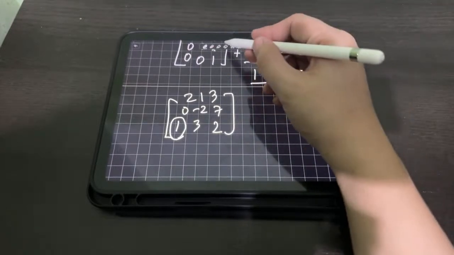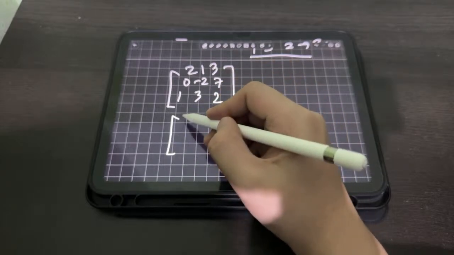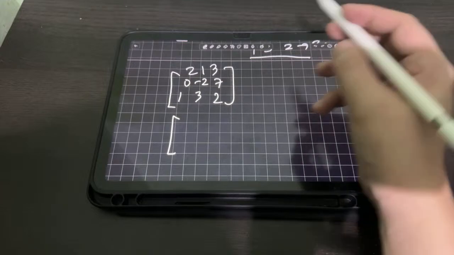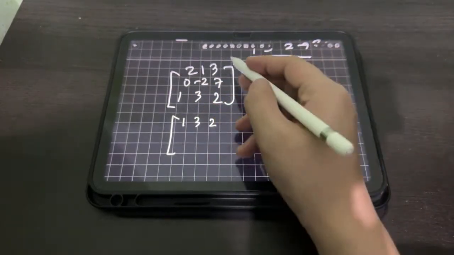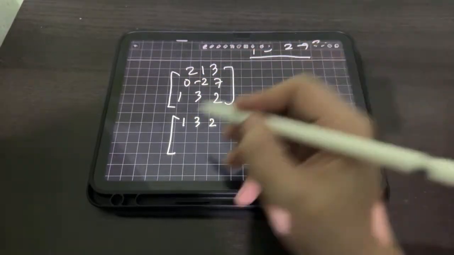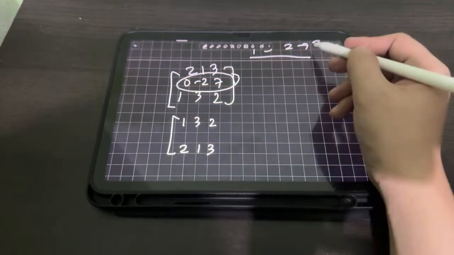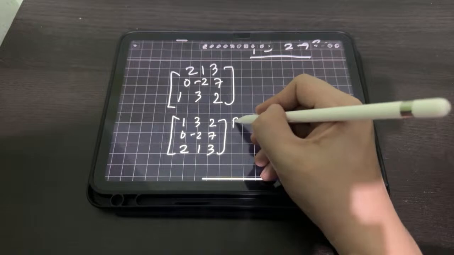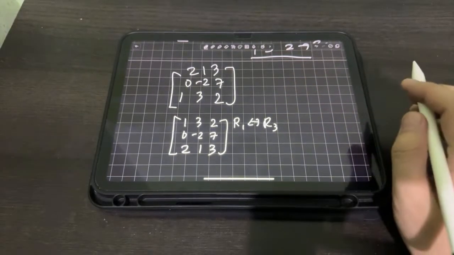So therefore, we can have interchanging row 1 and row 3. We make row 3 become the new row 1. So 1, 3, 2. And we make row 1 become the new row 3, 2, 1, 3. And then copy the same row 2, 0, negative 2, 7. So what we did here is to interchange row 1 and row 3.